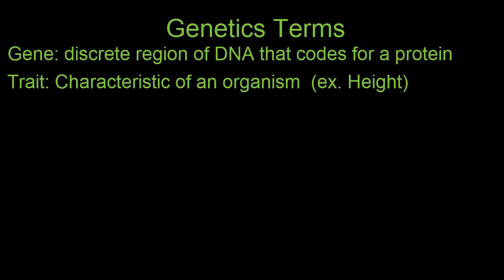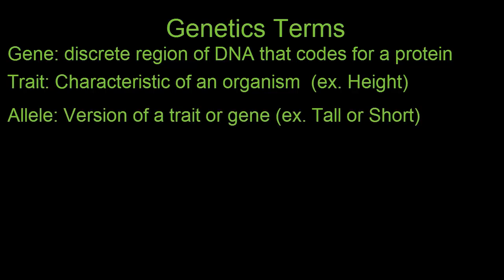These proteins can then produce a trait, which is a characteristic of an organism. For example, height. Now, traits can come in different forms, and in genetics we call these different forms an allele. An allele is a version of a trait or a gene. So if our trait is height, then a version could be tall or short, and you have an allele for each.